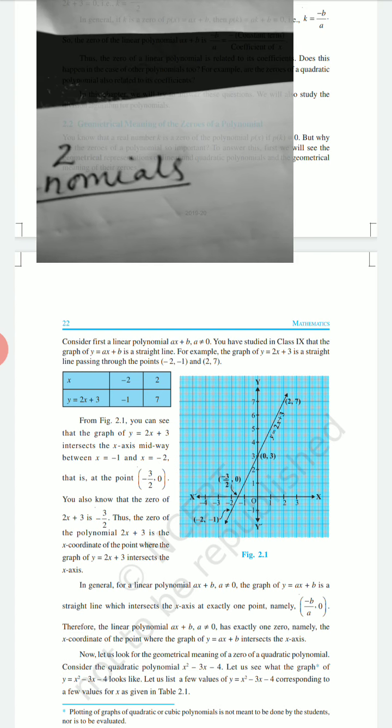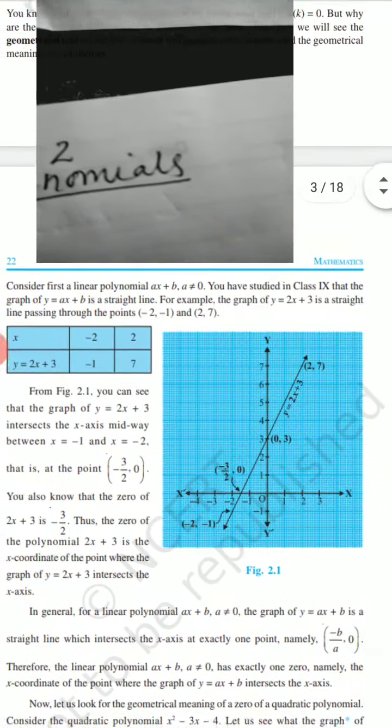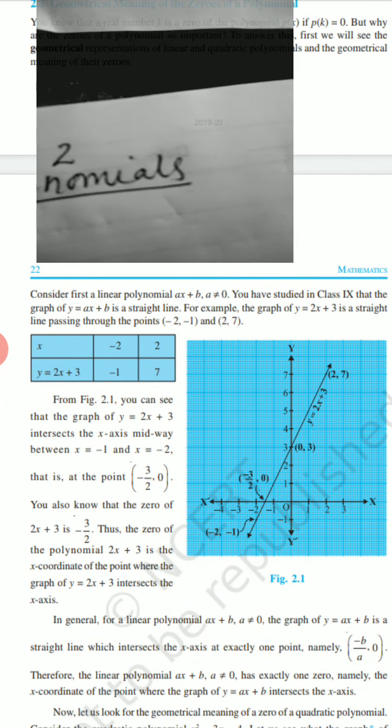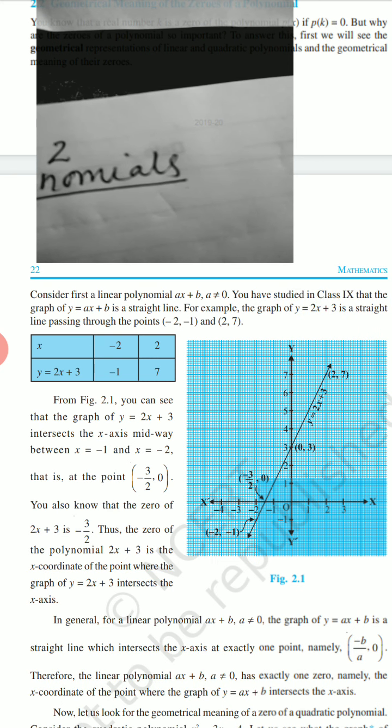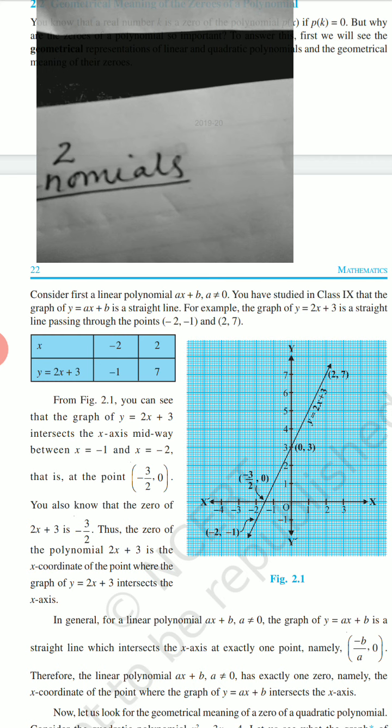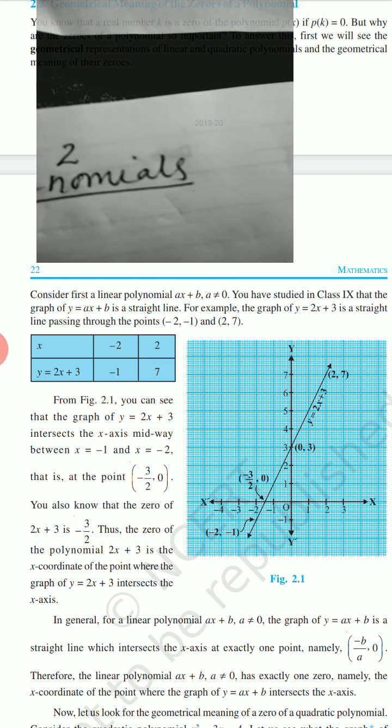Now, in graphical representation, you can see a graph of a linear polynomial. Suppose y is equal to ax plus b. It is always a straight line which intersects the x-axis at exactly one point. Here you can see the graph.